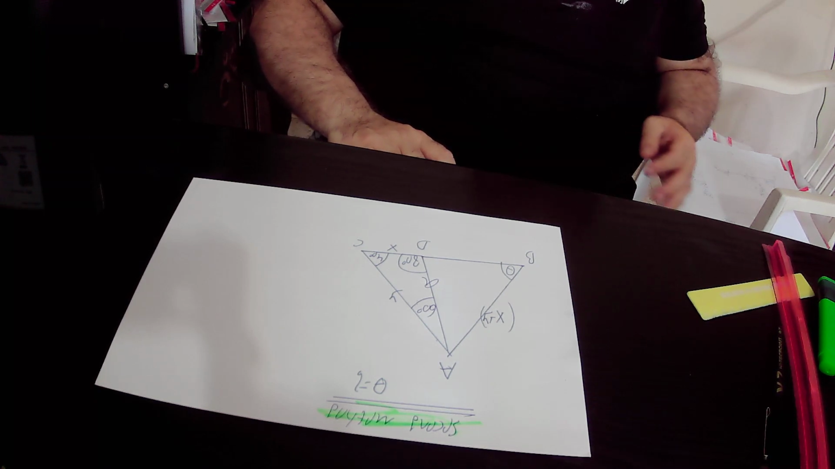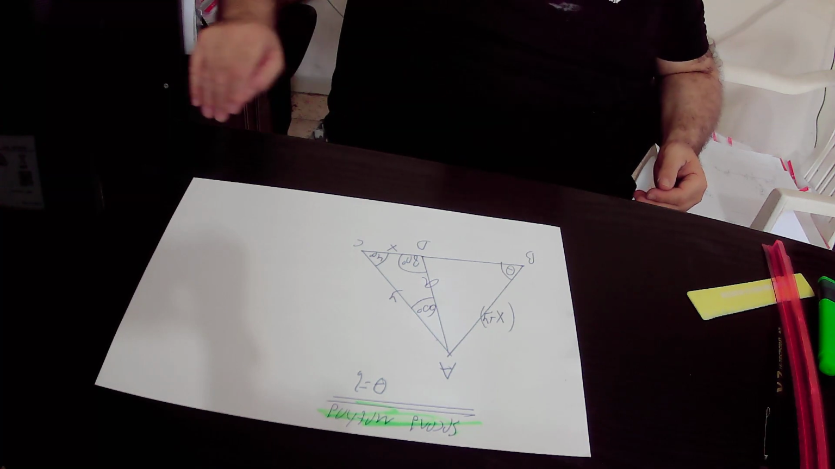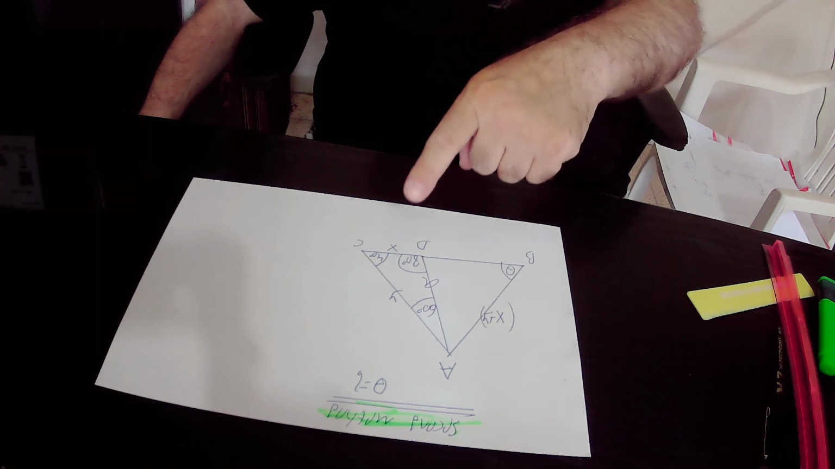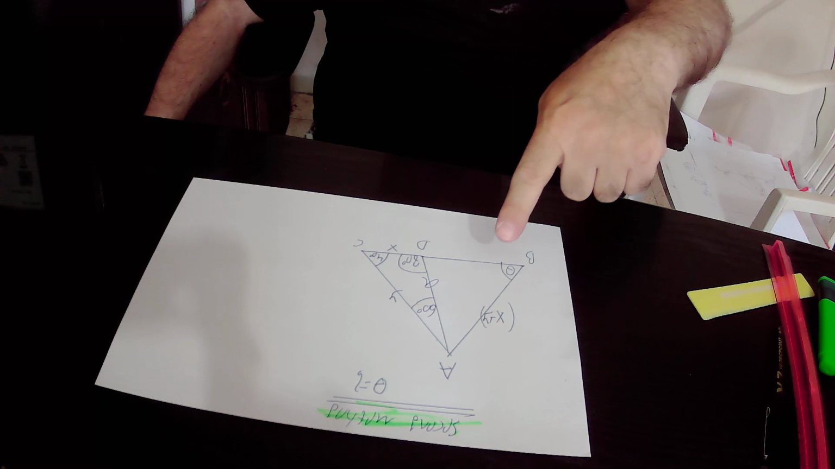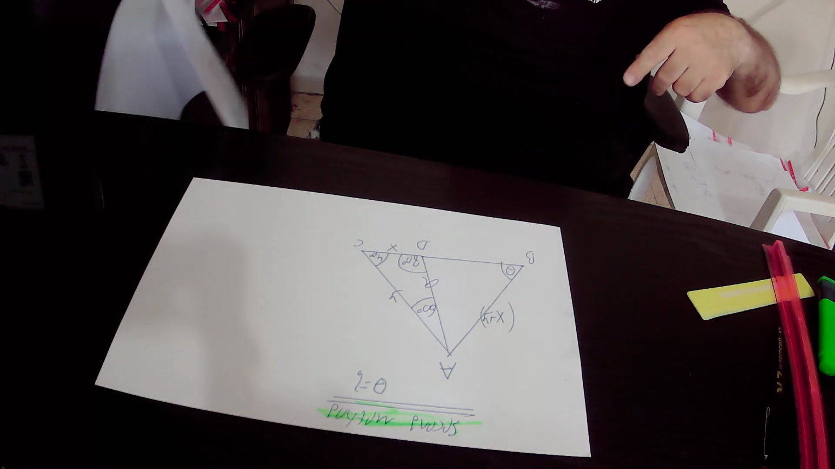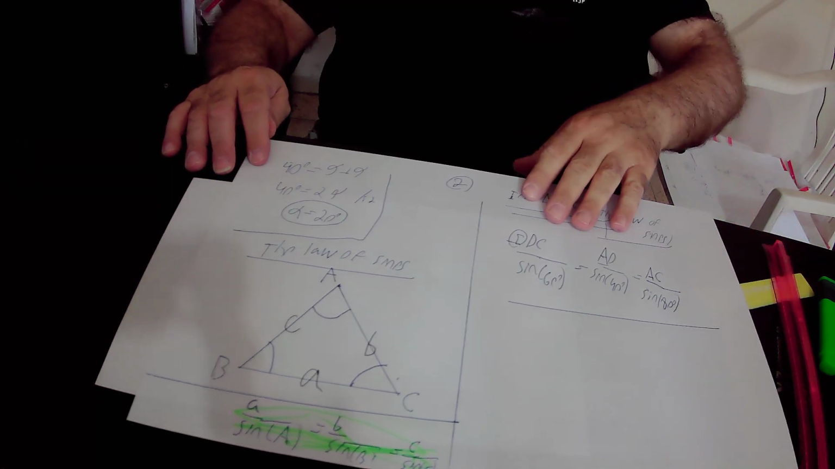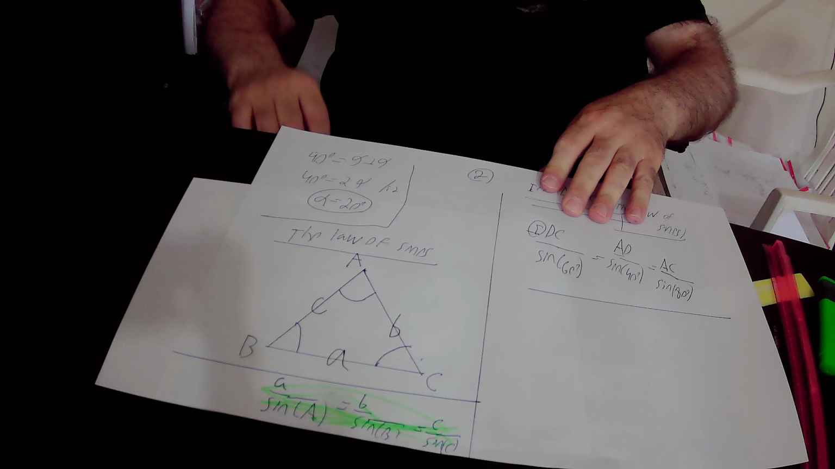In the next step I will present to you the law of sines, and we will implement the law of sines in triangle ADC, and then we will implement the same law in triangle ABD. So what is the law of sines? The law of sines is true in any triangle.